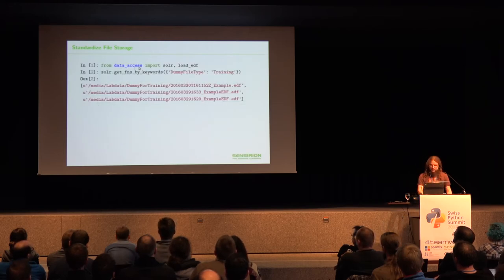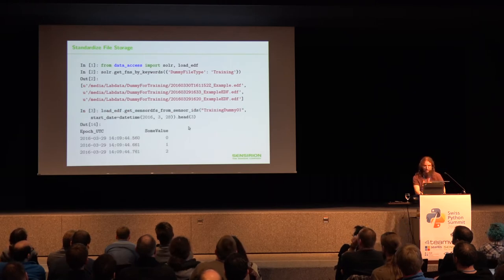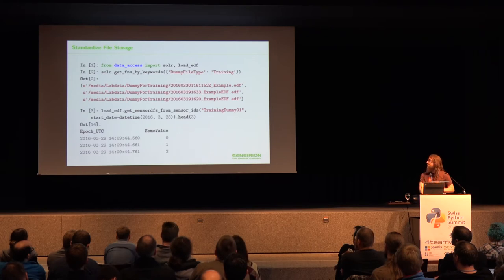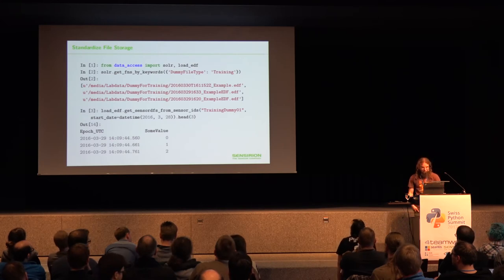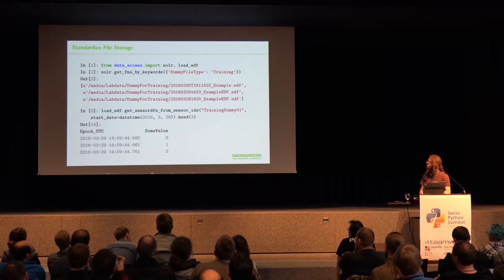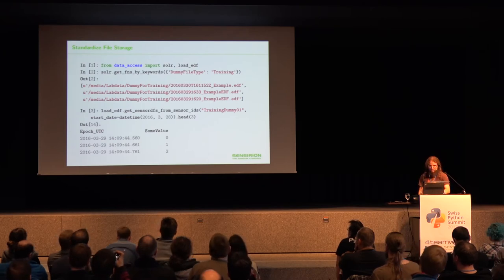You have this data access module, and you can search for keywords like dummy, file type and training, and then you receive the files which match this metadata. If you search for a specific measurement, you can search for a sensor ID, in this example training dummy. Say you want all data starting from this date, and then just pick the three newest items, and you get the data directly. So this really eases the retrieval of data you've stored.